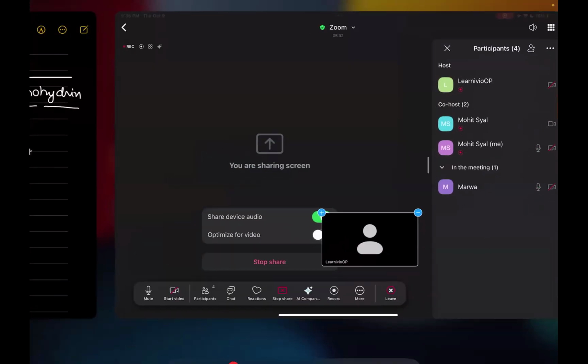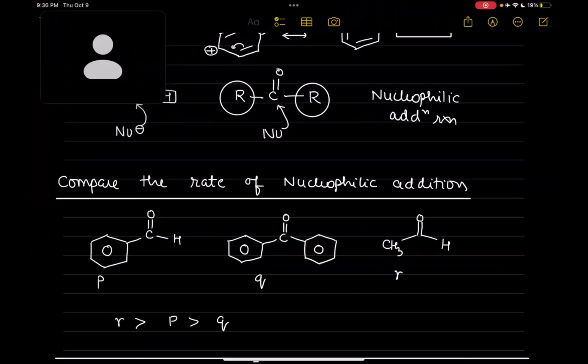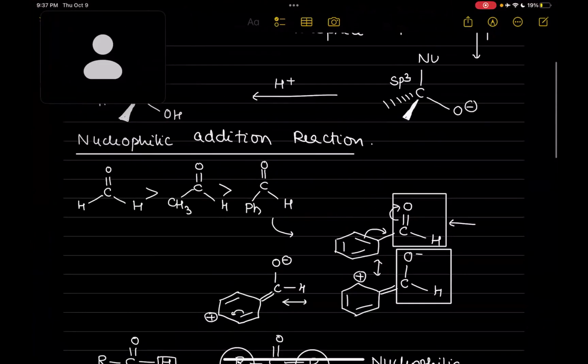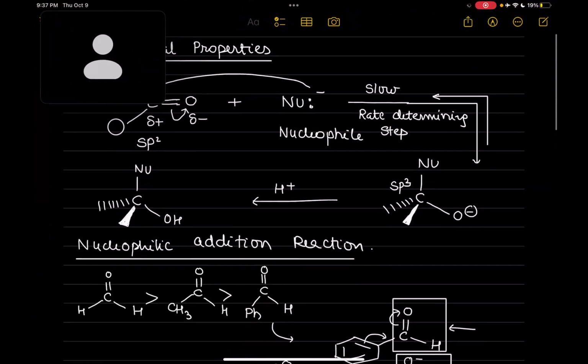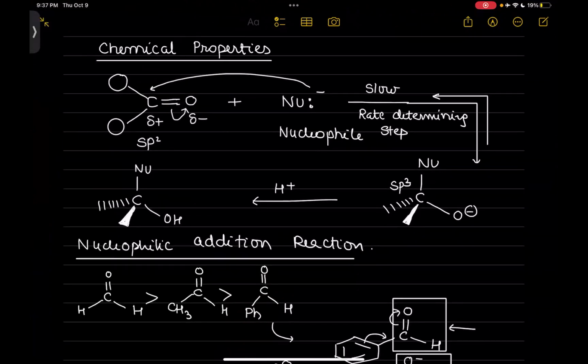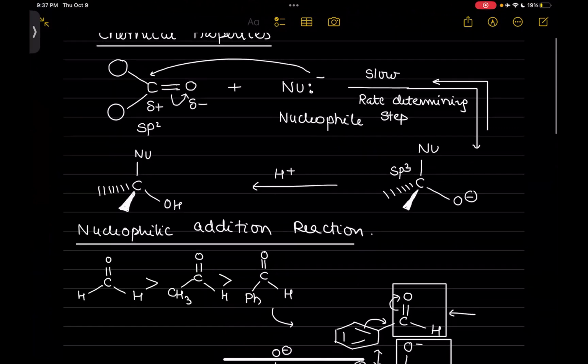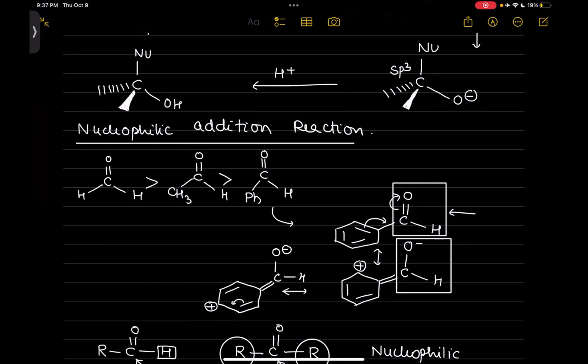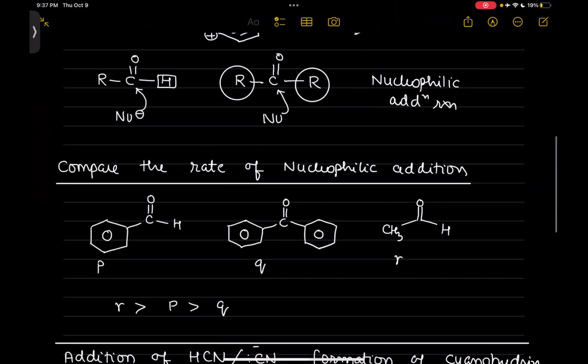Yes, sir. Okay, good. So we have seen that the most important type of reaction which aldehydes and ketones can give is the nucleophilic addition reaction. Aldehyde and ketone can undergo addition of a nucleophile, and how quickly it happens, what will be the rate, depends upon the structure of the aldehyde and ketone. Got it?